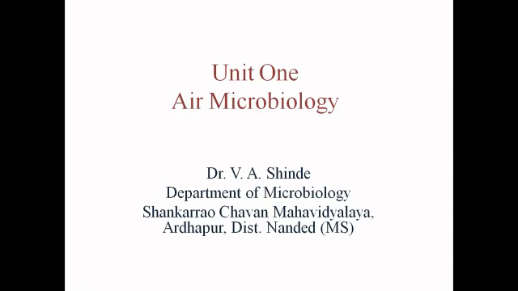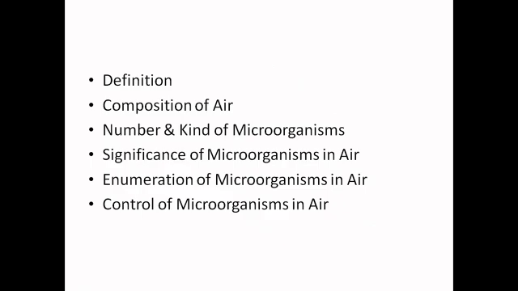Today we are going to discuss Unit 1, Air Microbiology, which is in the syllabus of BSc second year paper Applied Microbiology. In this unit, we'll discuss the definition of air microbiology, the composition of air, number and kinds of microorganisms in air, significance of microorganisms in air, then enumeration of microorganisms in air and how to control the microorganisms in air.